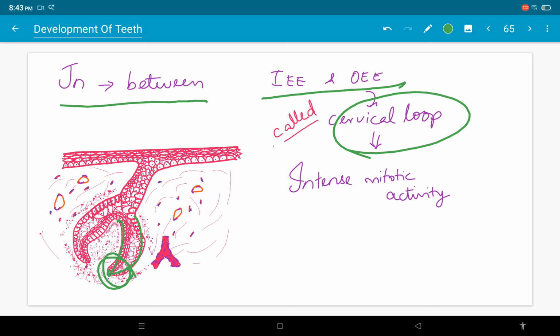This will be your cervical loop. In this region alone, intense mitotic activity will happen. This will be the last region to mature, as I said before. This will be your first region to differentiate. This will be the last region to mature, and there will be intense mitotic activity there.